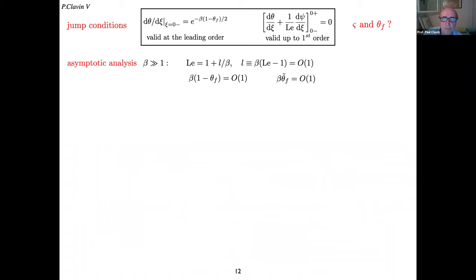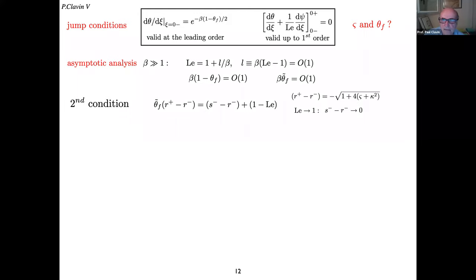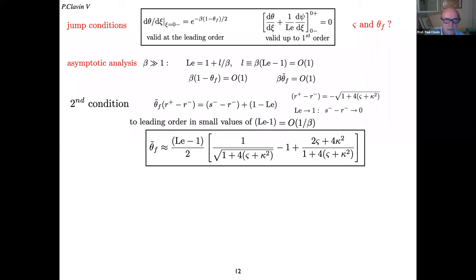Now, you use the jump condition, with the asymptotic expansion that I have already explained. And the second condition gives you this relation that is written here. This gives you the leading order of the flame temperature in terms of the leading order of Lewis minus one, and in terms of the linear growth rate and the wave number. So here is the expression of the temperature in terms of the Lewis number. This is the growth rate, and kappa is the wave number.